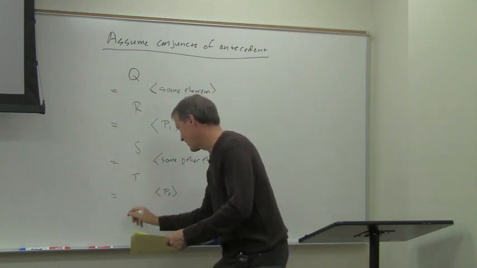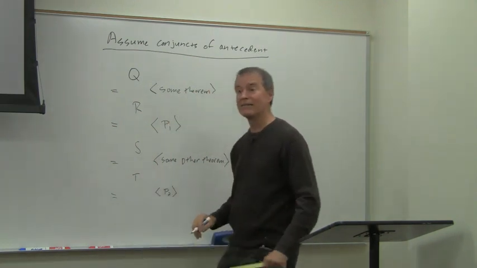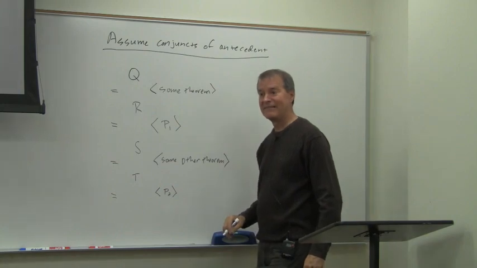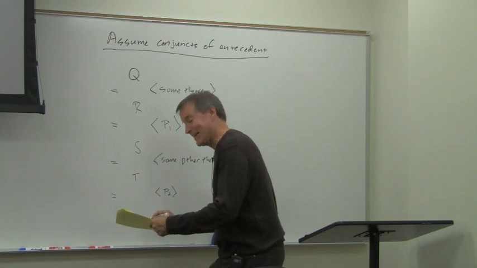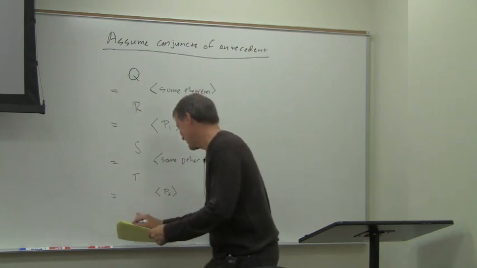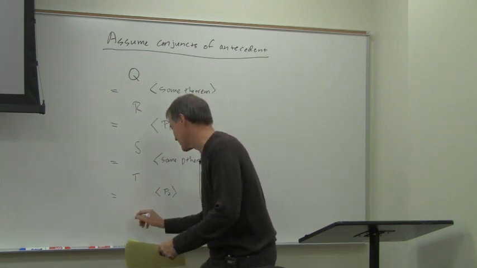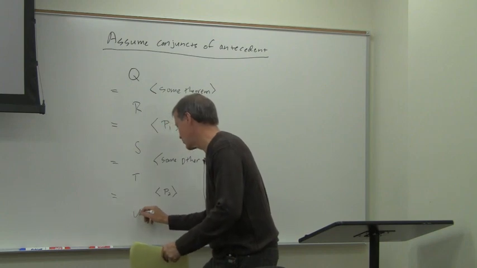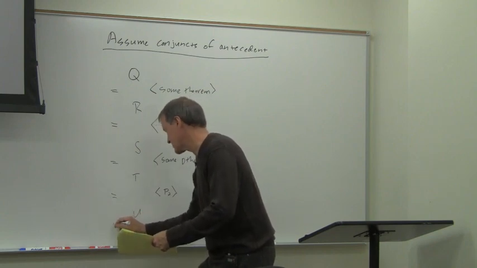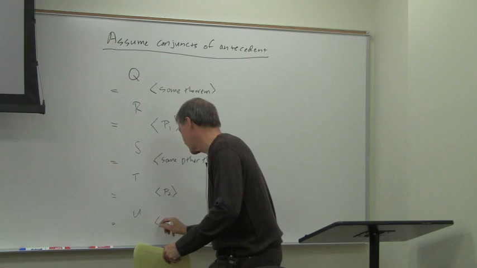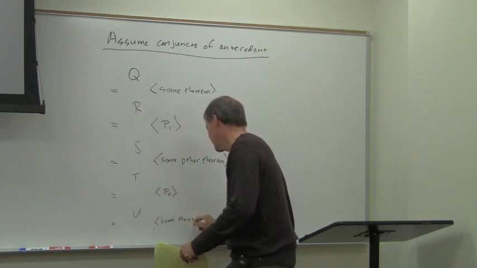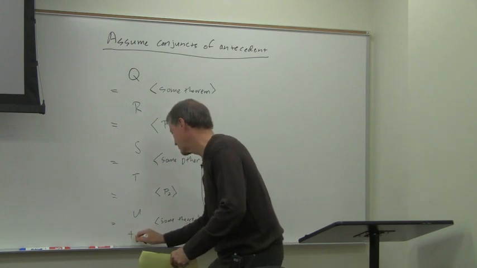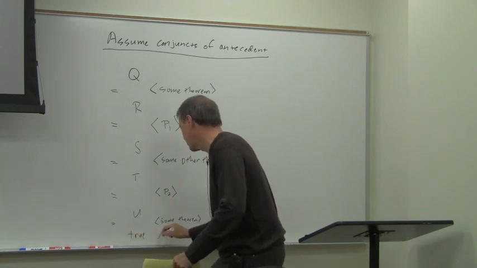And you don't have to use them all. You can use even just one, and you don't even have to use them all. That's another interesting thing. Okay, but anyway, let's say that this equals U, and then suppose this equals, by some theorem, true. Then boom, you're done.